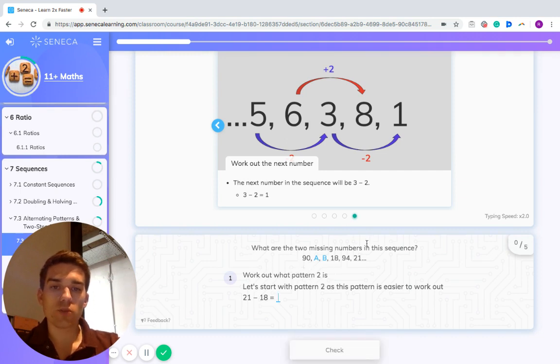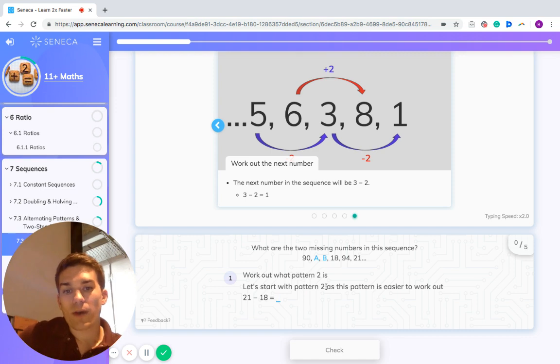So what are the 2 missing numbers in this sequence? So you've got to go through this step by step, okay? So let's start with pattern 2, as the pattern is easiest to work out. So pattern 2, we're going from A to 18 to 21. So that implies to me that we're adding 3 each time. So to go backwards to find out what A is, we should take away.